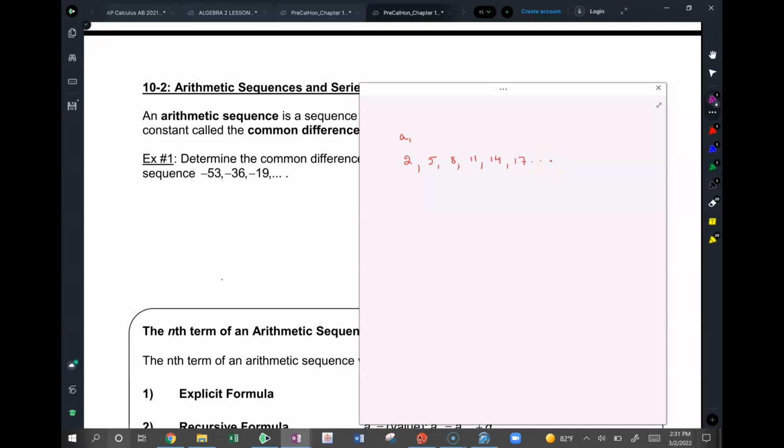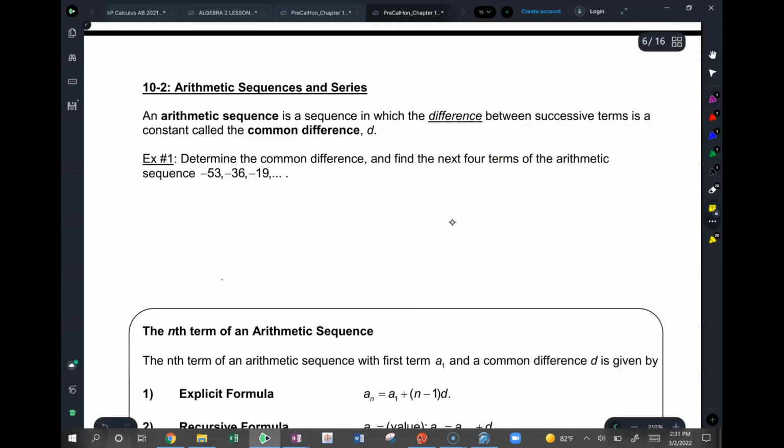There's something that happens here, which is if you take any 2 consecutive values, the difference is going to be the same number, right? 3. So 8 minus 5, 3. 11 minus 8, 3, right? This is called an arithmetic sequence. All right? So it's a sequence in which the difference between consecutive or successive terms is a constant, and that constant is called the common difference, and we give it the symbol D. So in that previous example, what would D equal? 3. Okay?